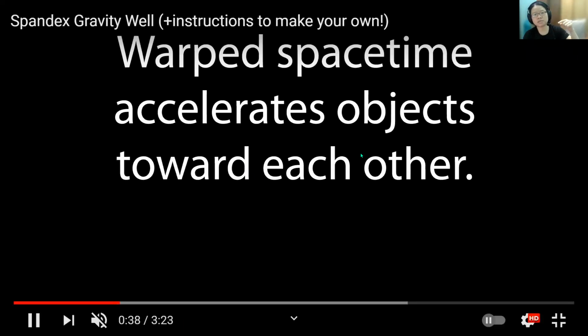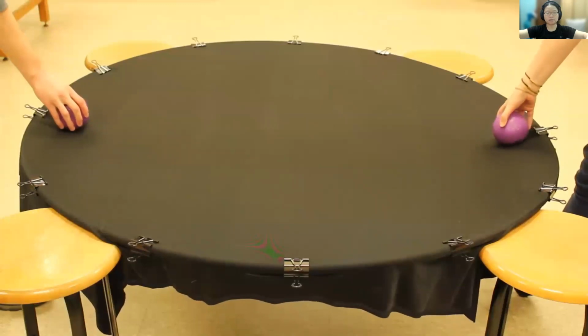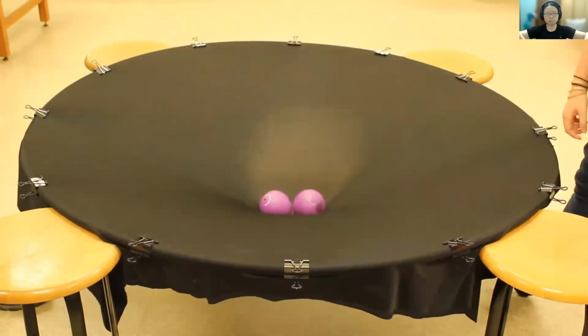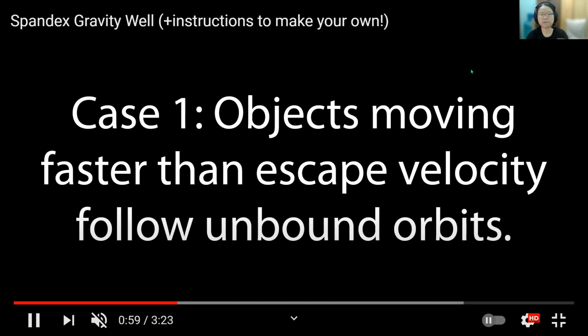Now what happens if I put two heavy bowling balls, like Earth and Moon, and then put them on the cloth? Imagine this is the dimension of space and time, and I put them on the cloth, poof, they're attracted to each other. Okay? And this warped space and time deflects the path of matter.